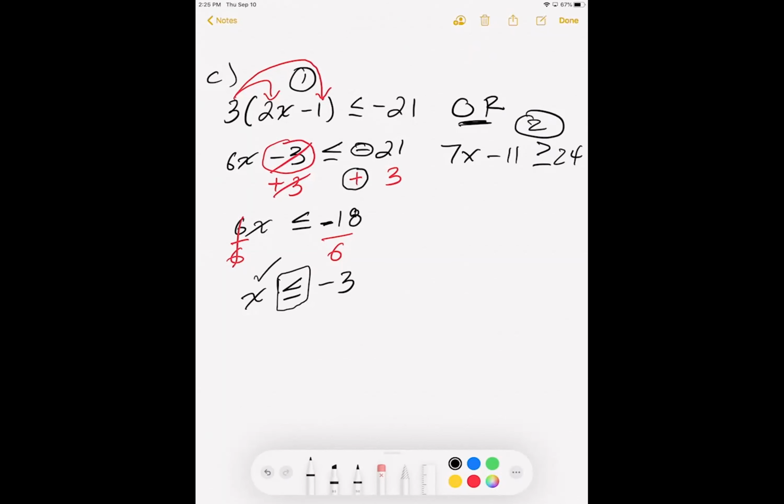Now I need to do it on the other problem, and just like the one that you just did, to get rid of subtraction, I need to add. And if I add, I have 7x greater than or equal to 24 plus 11, which gives me 35. And how do I get rid of the 7? To get rid of the 7, I need to divide. And if I divide, x is greater than or equal to 5.